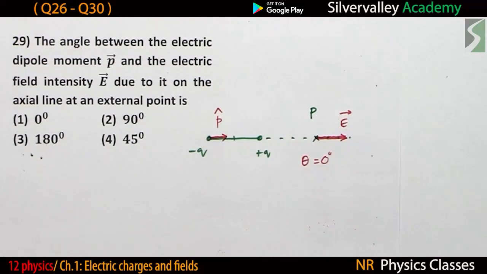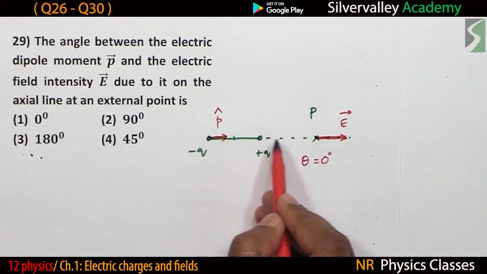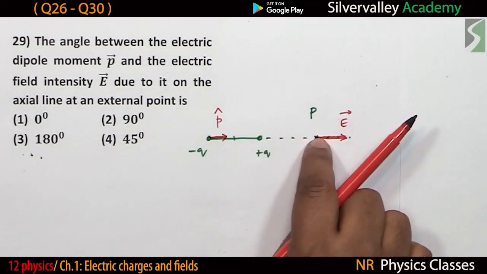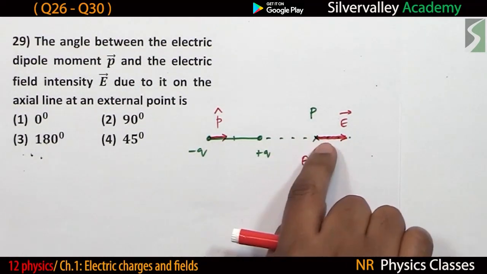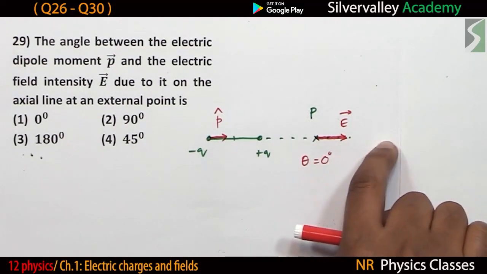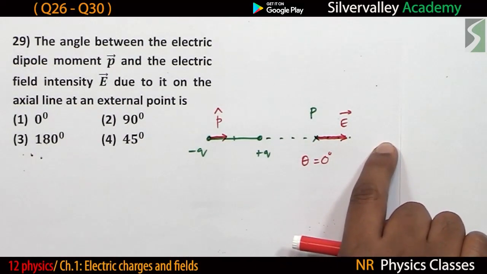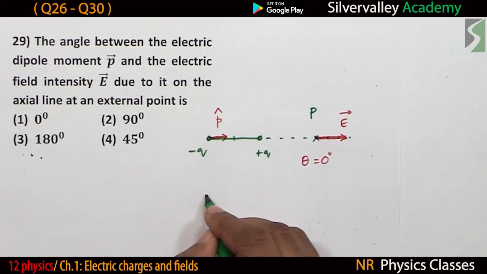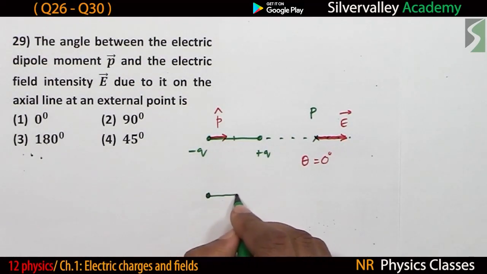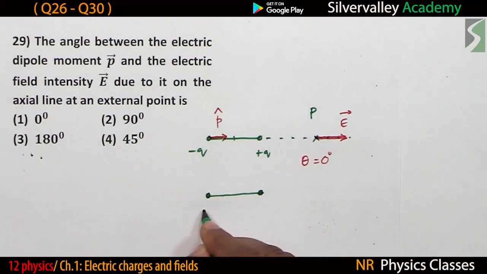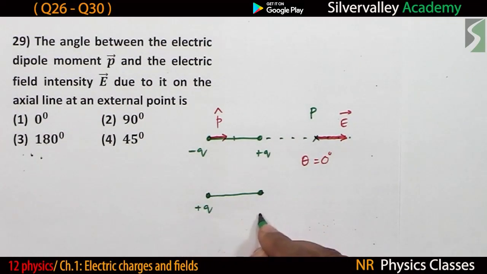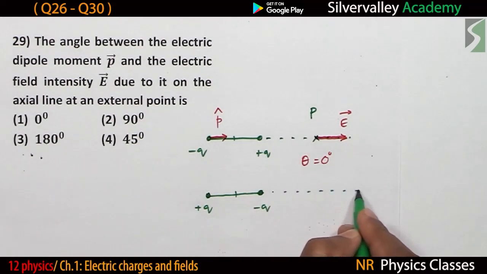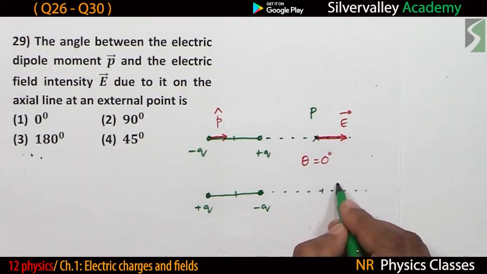You should observe one thing. Plus Q is closer to P. Therefore, the influence of the positive charge is more. Influence of the positive charge being more means the electric field is away from the charge. Now, let us see the other case. If this is plus q and this is minus q, axis, point P.